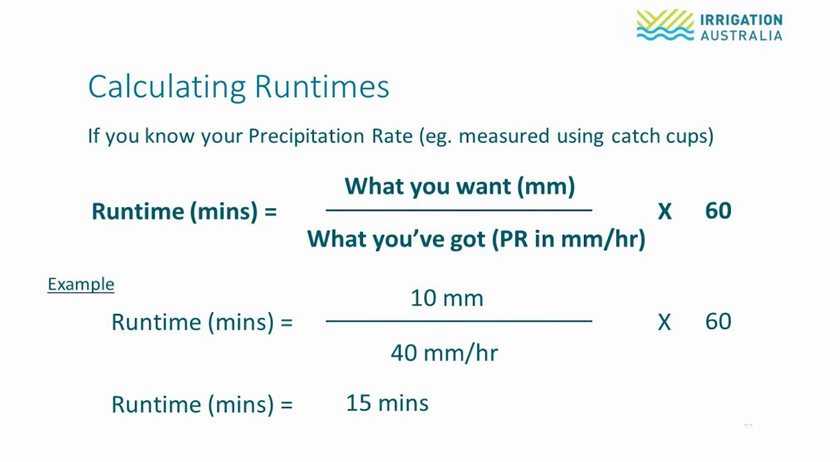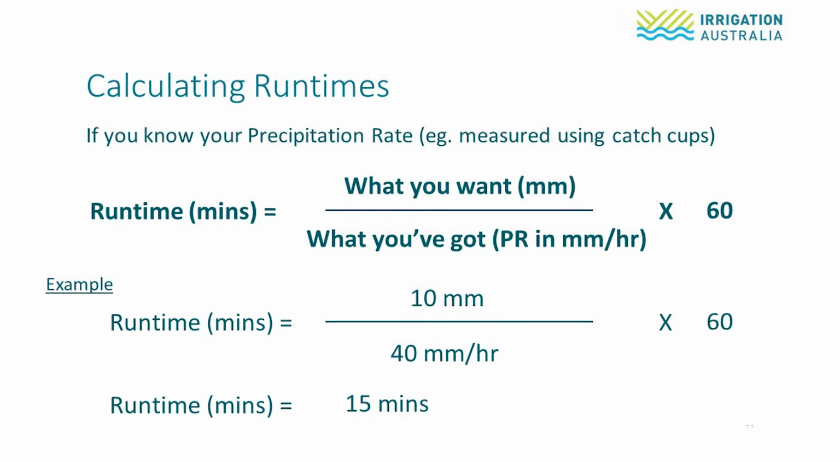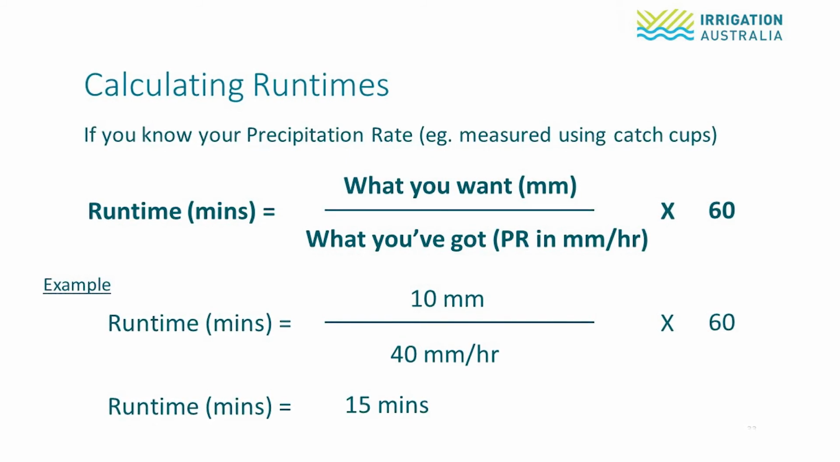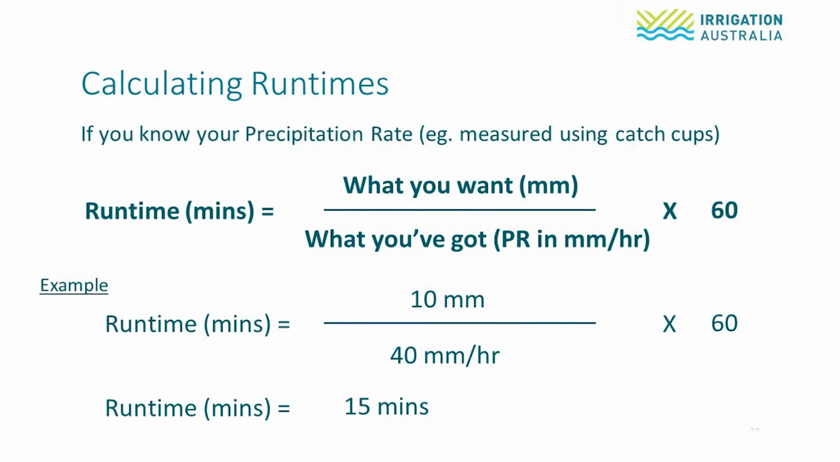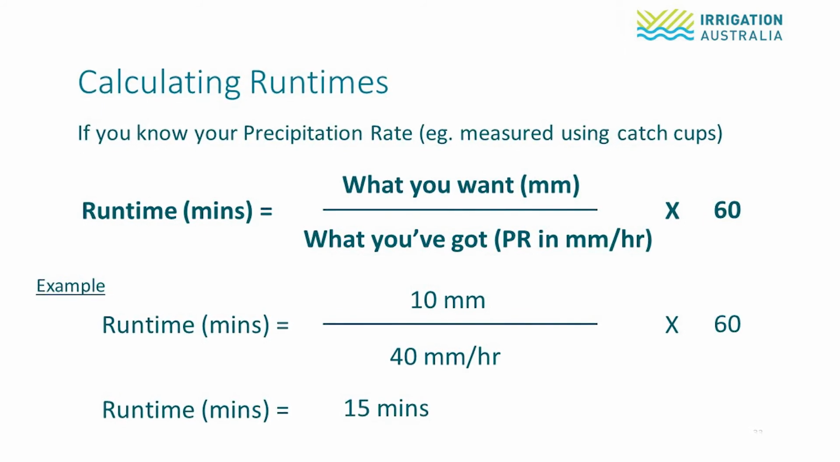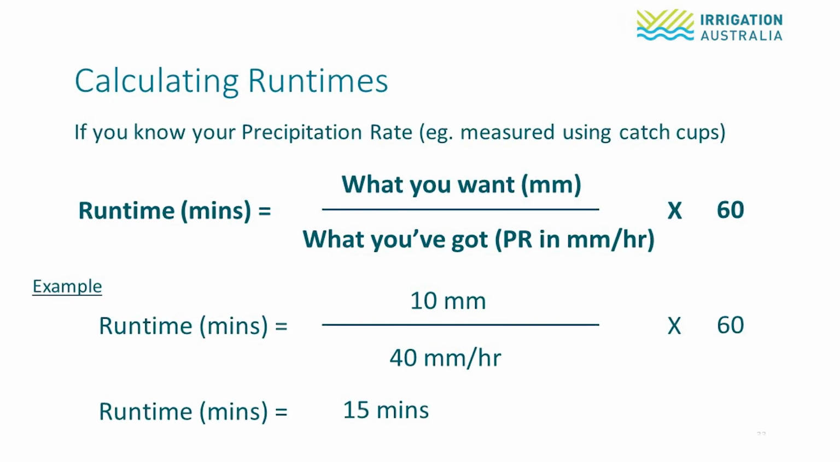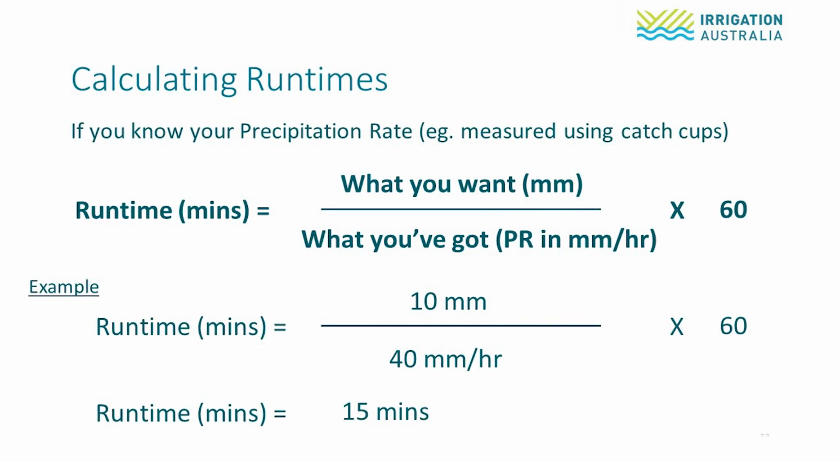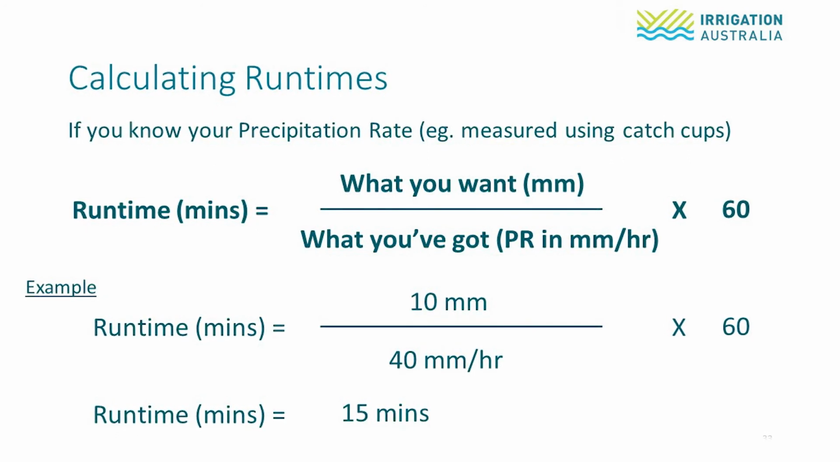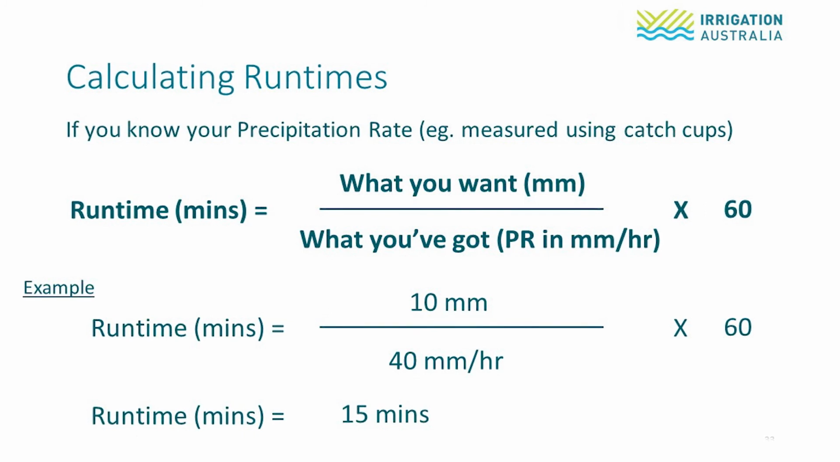Calculating runtimes requires knowing the precipitation rate of the sprinklers from either the manufacturer's data or by using catch cups, and the required application of water in millimetres. Divide what you want, the application rate in millimetres, by what you have, the precipitation rate of the sprinklers, and multiply by 60. This will give you a runtime in minutes.